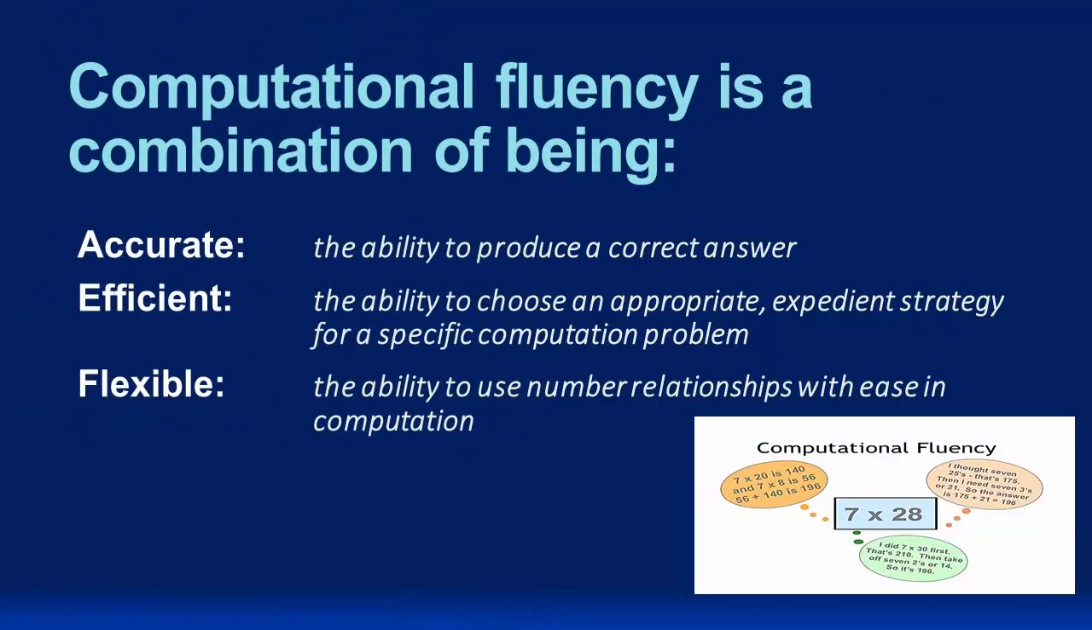The 3 components of computational fluency are accuracy, efficiency, and flexibility. In order to be computationally fluent, all 3 components must be present. Just like in reading, where we ensure that students are not only able to decode, but more importantly can comprehend what is read, computational fluency requires more than just getting to the right answer. We want our students to have efficient and flexible methods supported by number and operational sense.